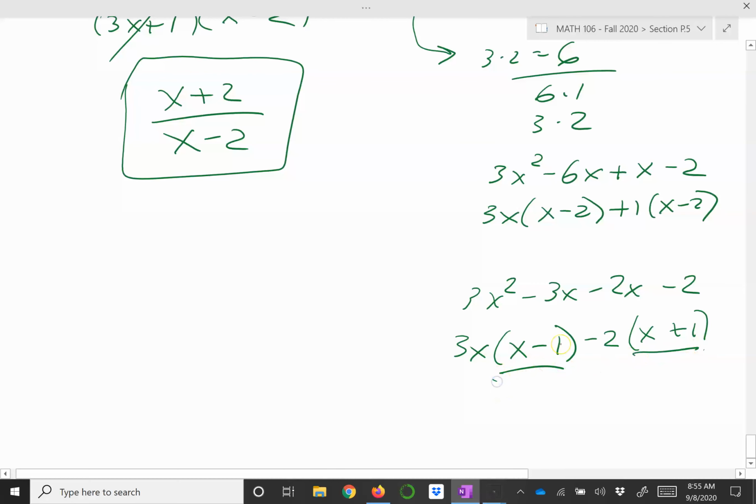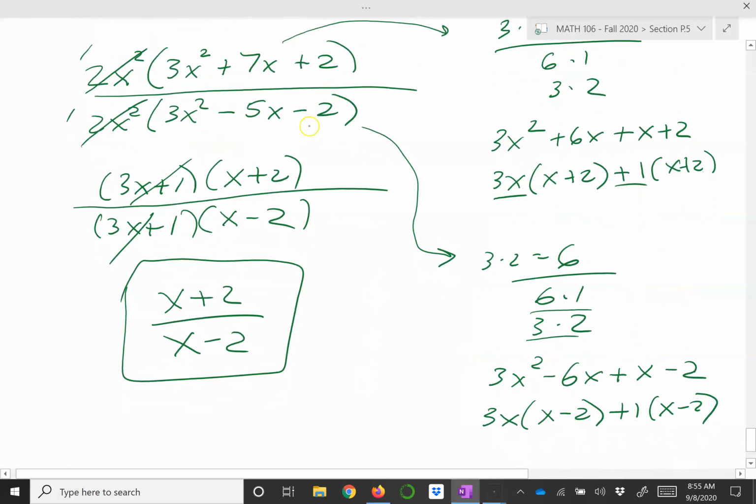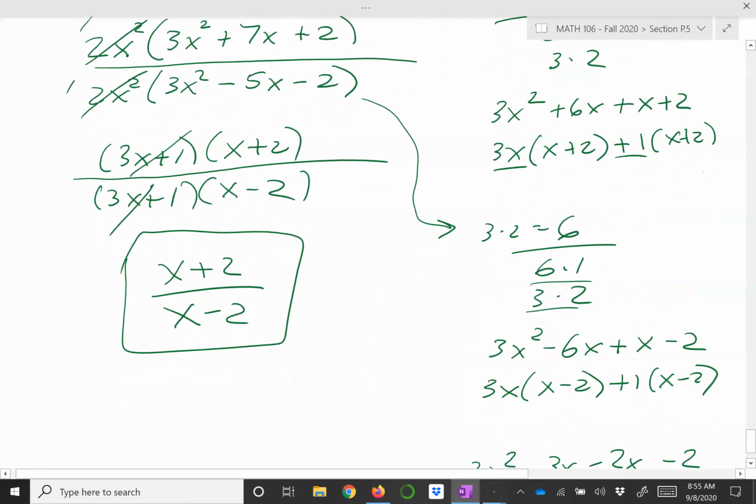If you ever get to that point, it's not going to work. You have to try the other factor. So both of these look like they can give you the 5x that you need, but only one of them is going to work in this particular problem. Some problems it doesn't matter. I think with problems that end in a negative number, like this negative 2, only one of them is going to work.